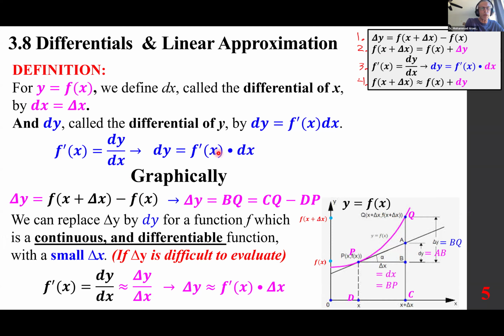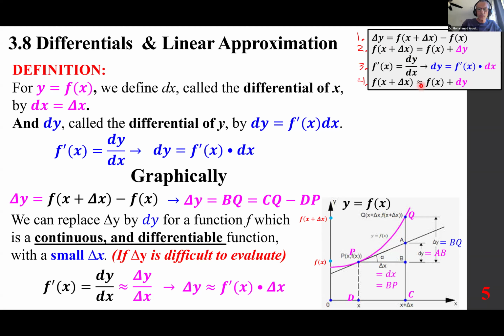Also, we mentioned here that f prime of x is dy/dx, so dy is f prime of x dx. Nothing brand new. However, what is the fourth one? The fourth one says f of x plus delta x is f of x plus delta y. I can replace the delta y with dy, and this is an approximation. That's it.